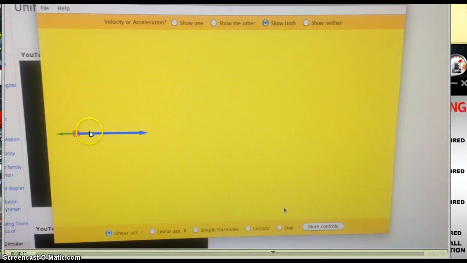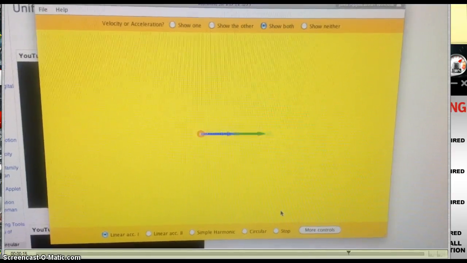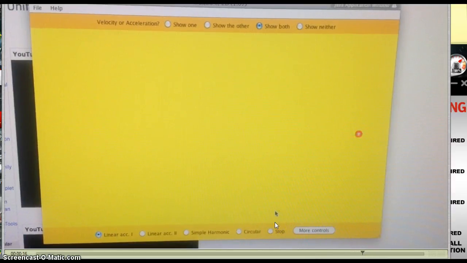As you can see here, it's slowing down, because the green is the acceleration, while the blue is the velocity. Am I right? I'm actually wrong. It's actually green velocity, and blue is the acceleration. It just shows us that it speeds up and slows down, and speeds up again and slows down.